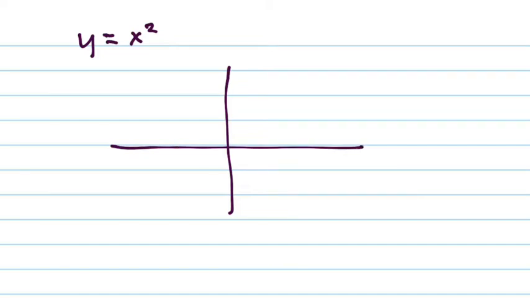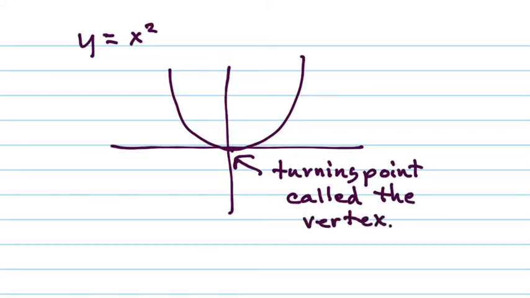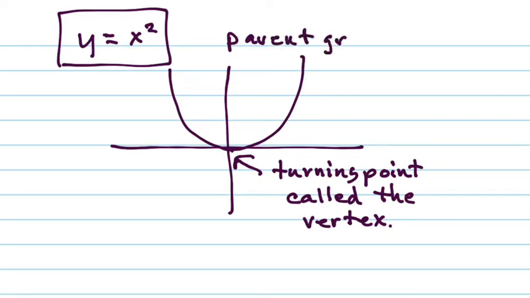And that always means the vertex, that turning point. Remember, the turning point is called the vertex. Okay, that vertex is always at the origin if it's in this simplest form of the parent graph. Right? So we always know what the graph is going to look like and what it's going to be doing. We just don't know where it's doing it until we look at a few pieces.